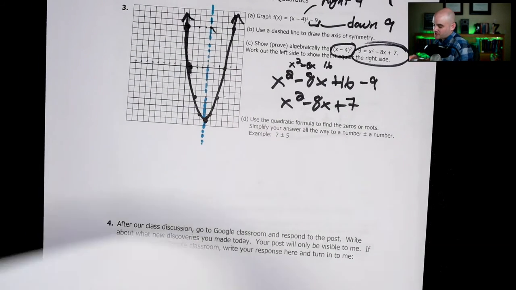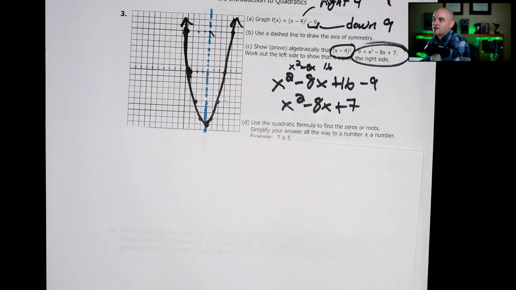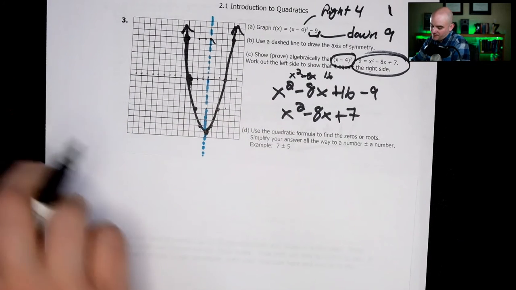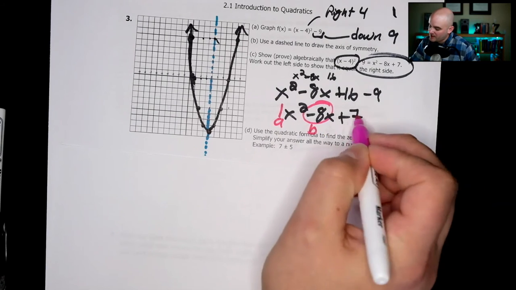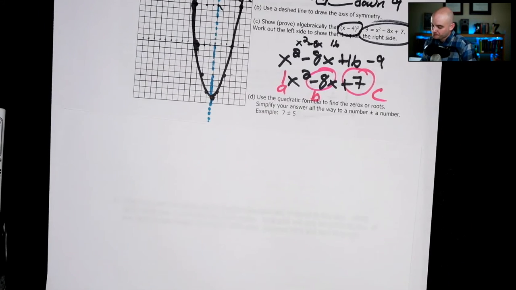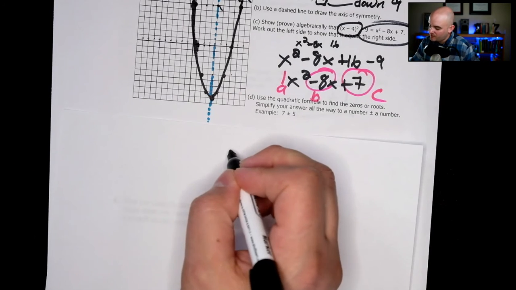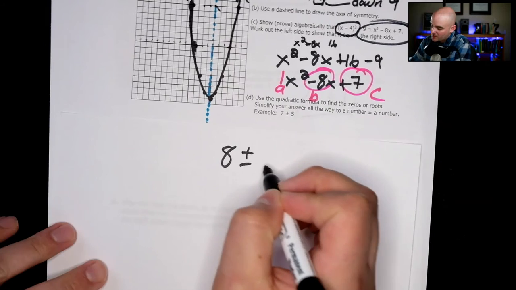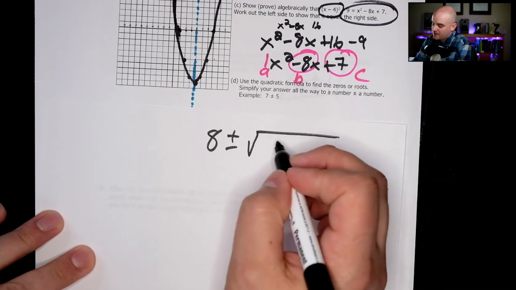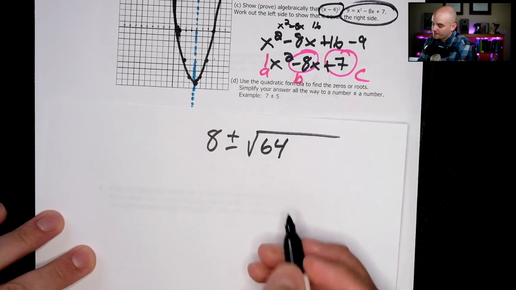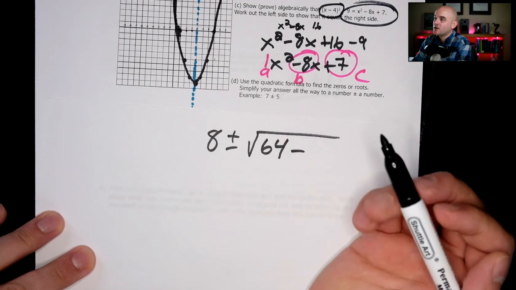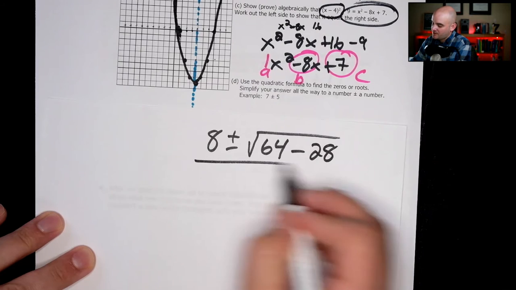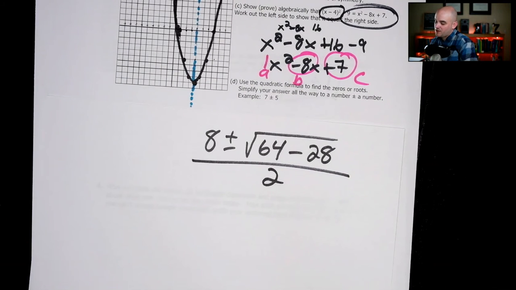And because I write so large, I don't think I'm going to be able to put it into that space there. So I'm going to identify my A, B, and my C. My A is equal to 1. The B is negative 8. And then the C is going to be 7. So quadratic formula, remember, negative B. Well, a negative 8 becomes a positive 8. Plus or minus the square root of B squared. Negative 8 squared is 64. Minus 4 times A times C. Well, 4 times 7 is 28. And this is all over 2 times A, which is just going to be 2.